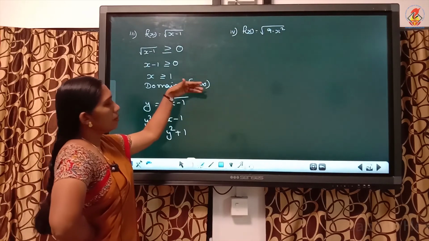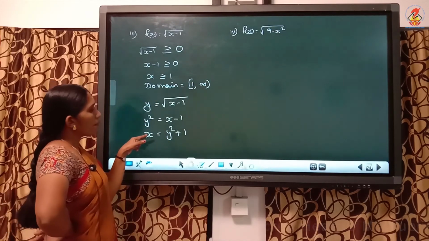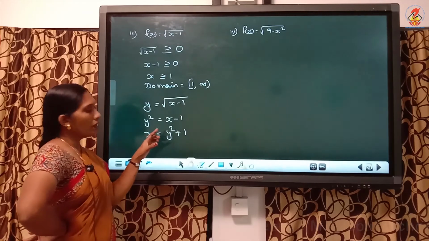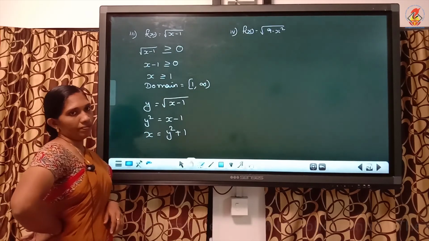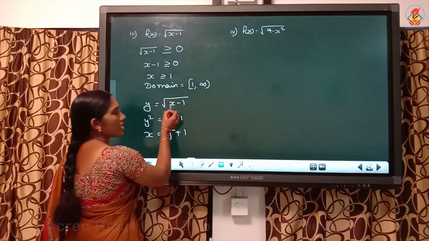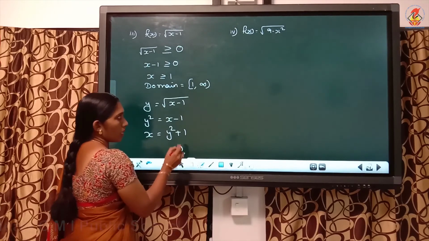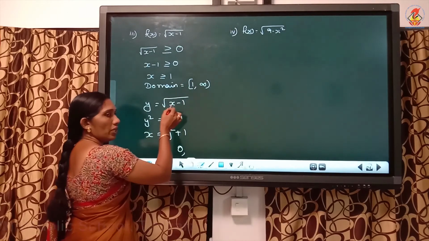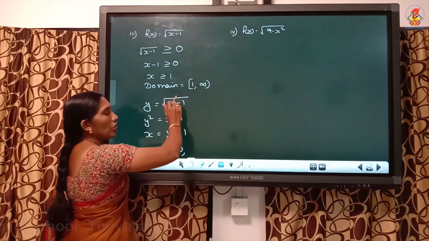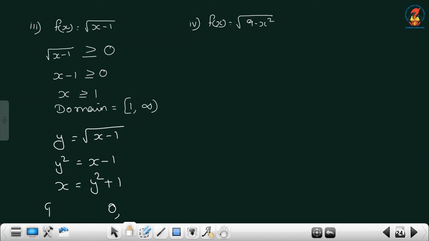Then 1 to infinity means 2, 3 or 1.5, 3.5, whatever value it be, then that minus this. So it cannot be negative. This y cannot be negative. The minimum value of x is 1. When we give x as 1, you will get 0. Then more than that, 2, 3, 4, 5, 100,000 like that, you will get a positive number. So I can write range as 0 to infinity.